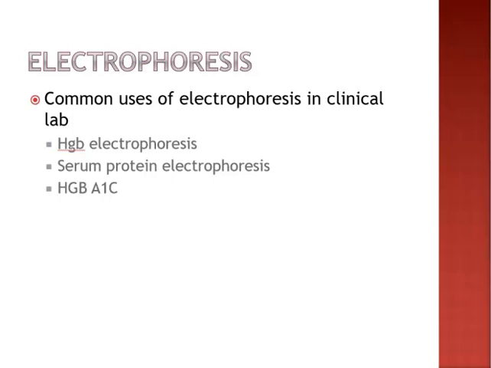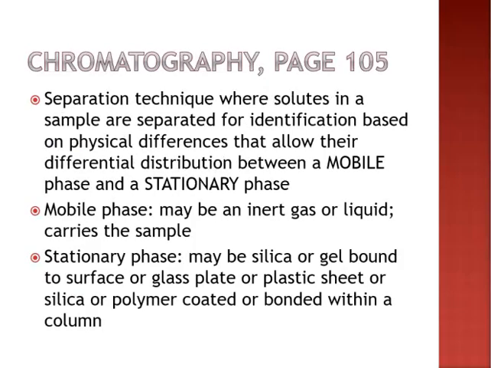Some of the common uses for electrophoresis in the clinical lab can include our hemoglobin electrophoresis, the serum protein electrophoresis I mentioned just a minute ago, and also our hemoglobin A1C. Another methodology for separation is chromatography. It's a separation technique where solutes in a sample are separated for identification based on physical differences that allow differential distribution between a mobile phase and a stationary phase. So they're separated based on polarity differences.